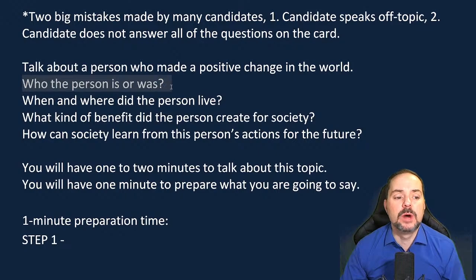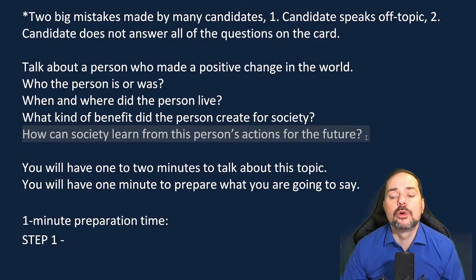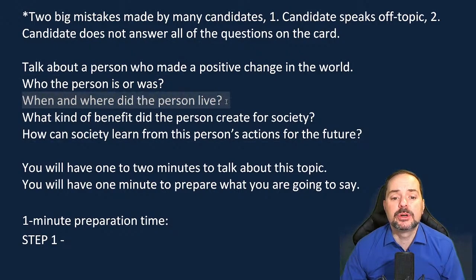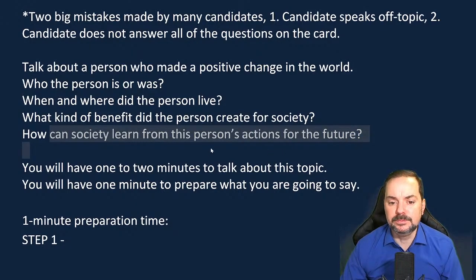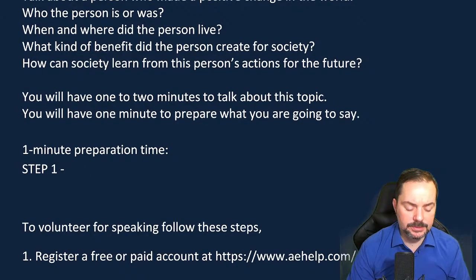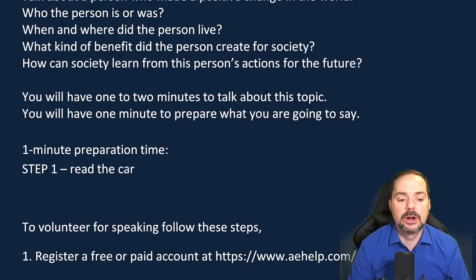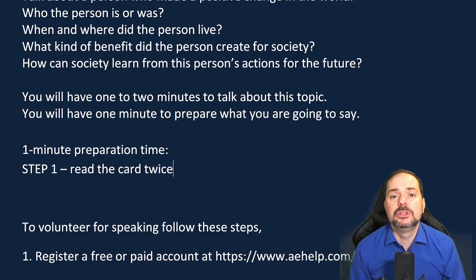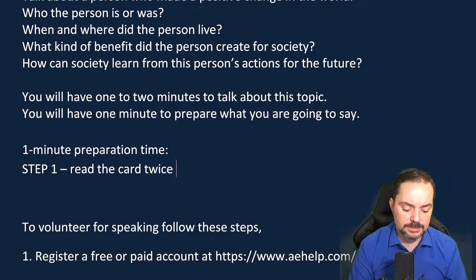Who the person is or was, when and where did the person live, what kind of benefit did the person create for society, how can society learn from this person's actions for the future? Okay, so again, who the person is or was, when and where did the person live, what kind of benefit did the person create for society, and how can society learn from this person's actions for the future? Okay, good. So step one, again, read the card twice quickly, okay? You should be able to do that in 10 seconds, no more.